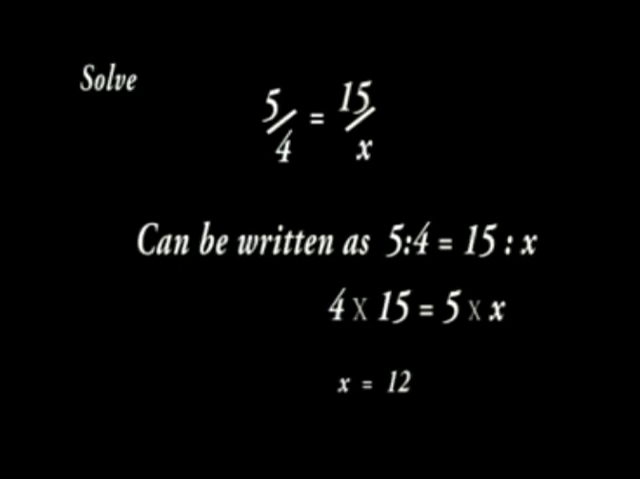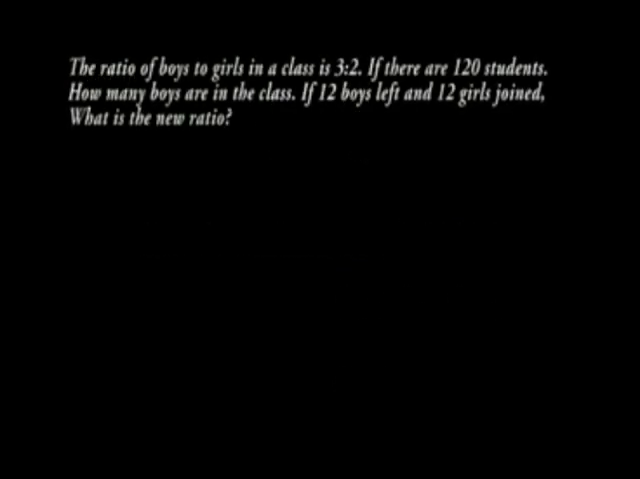Let's take a look at a real-life example. The ratio of boys to girls in a class is 3:2. If there are 120 students, how many boys are in that class? And if 12 boys left and 12 girls joined, what is the new ratio?